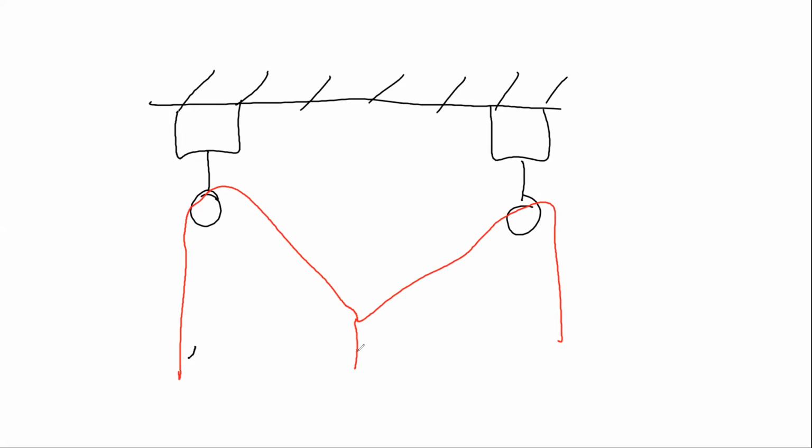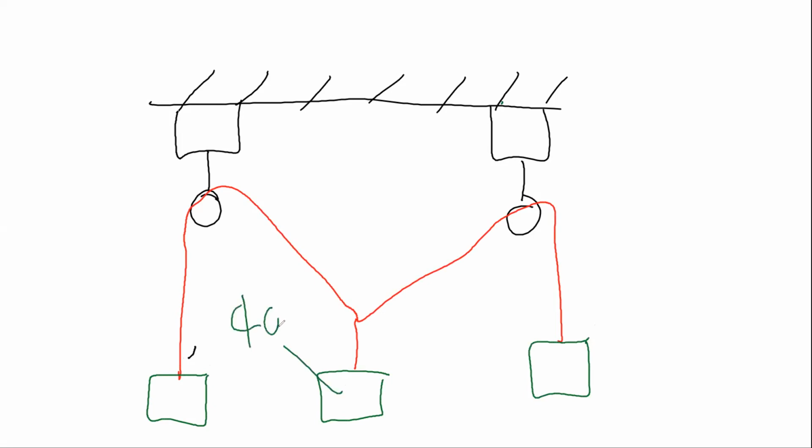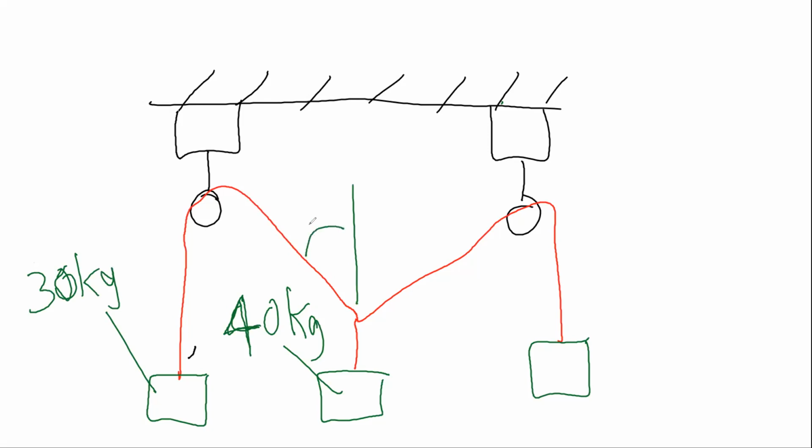And on that rope, got some weights. This guy down here, mass of 40 kilograms. Guy over here, mass of 30 kilos. Cool. I'm going to say that this angle is 30 degrees. This angle we do not know.